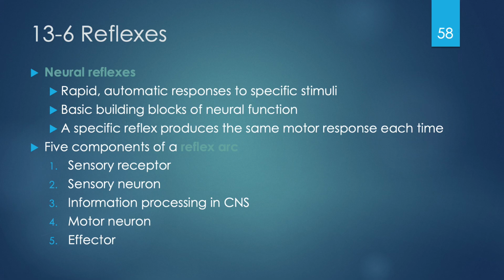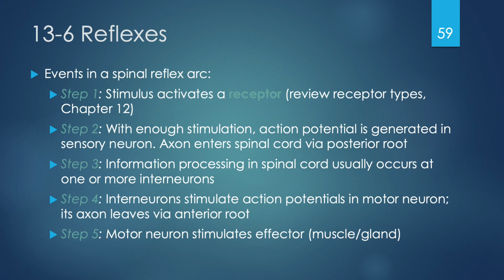And again, an effector could be a skeletal muscle or a gland or any number of things, but it allows us to actually respond to this stimulus. Before we look at a schematic of a reflex arc, let's discuss what these steps are step by step. So first off, we have 5 steps. So the very first thing is we have a stimulus.